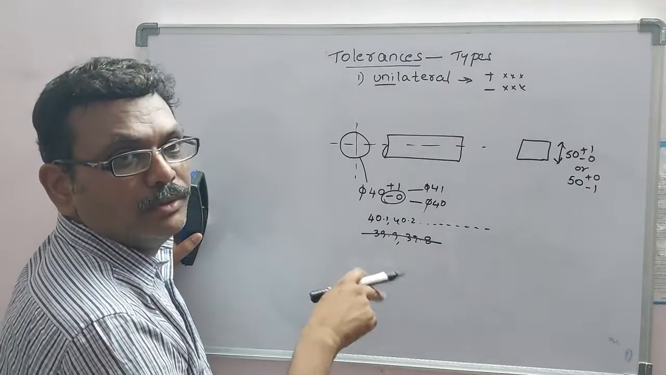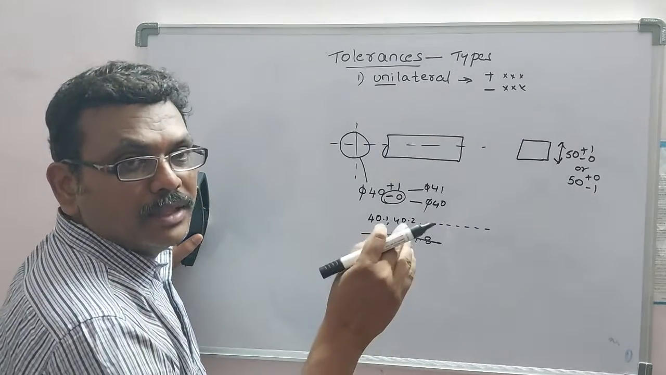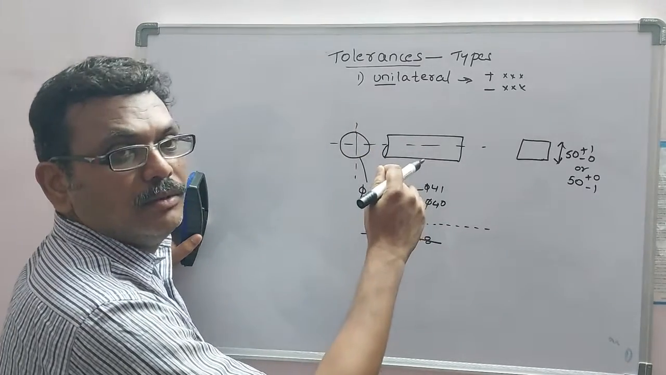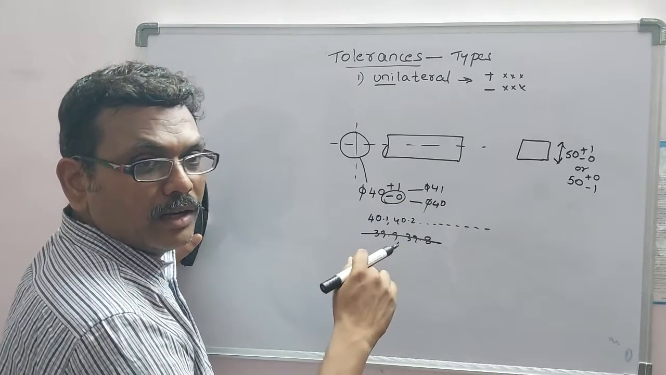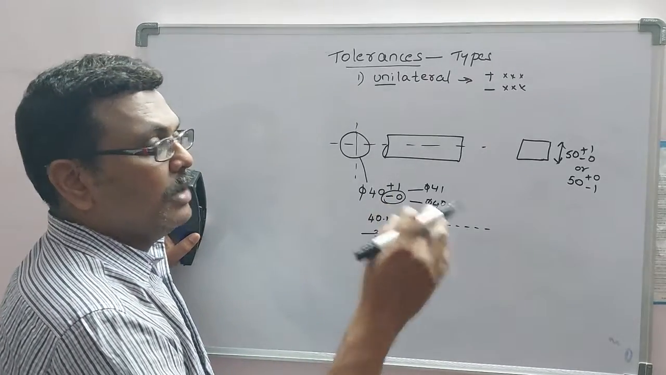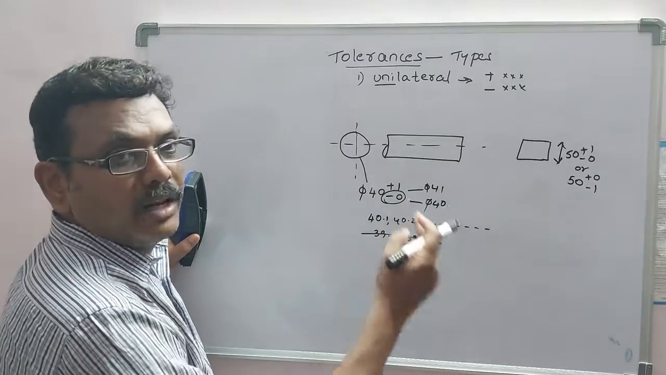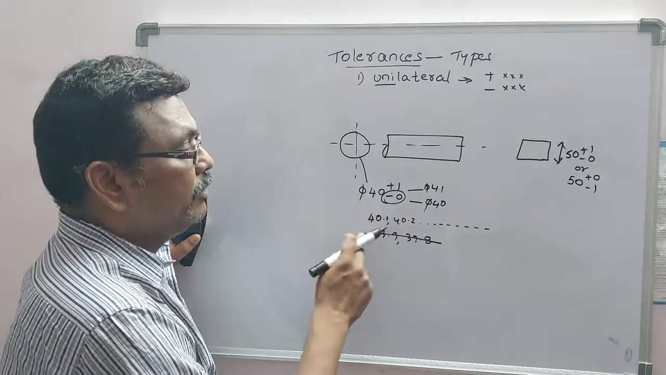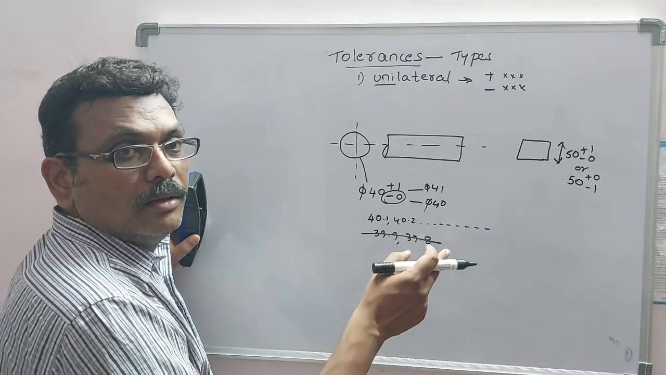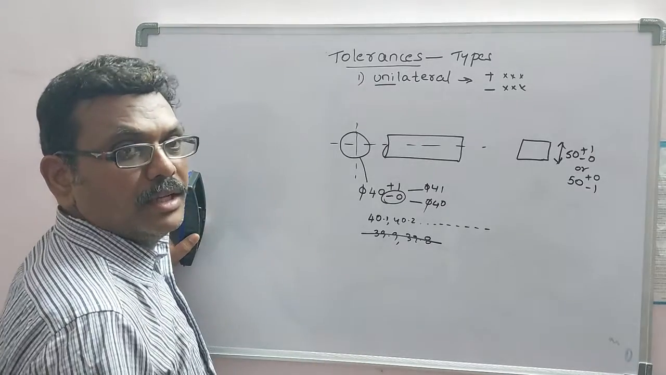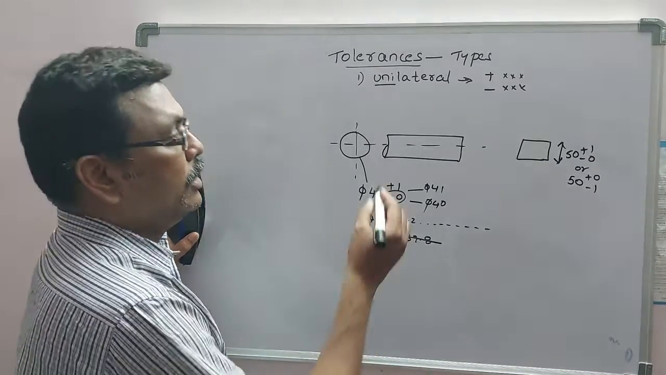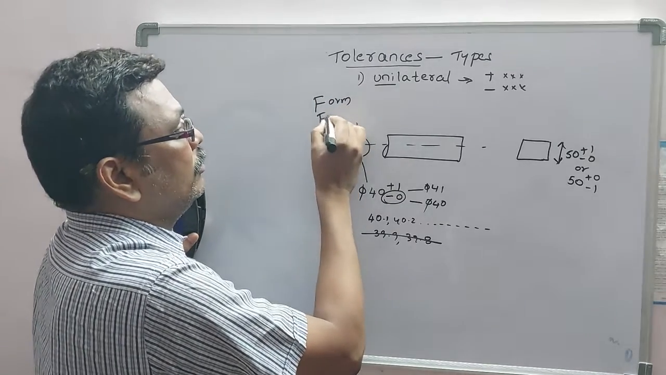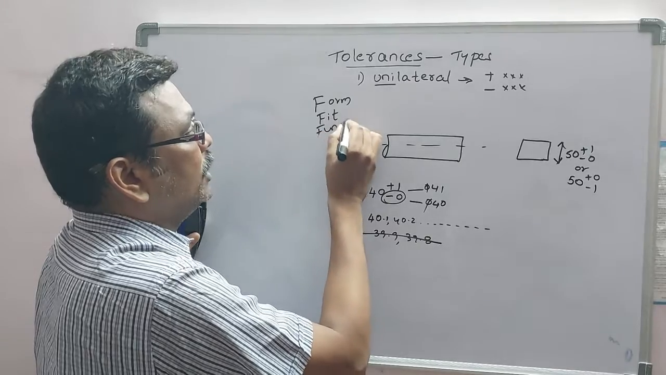How can we decide whether it is unilateral or bilateral? Based on the application. We should not decide like, for a plate we have to give unilateral, for a shaft we have to give bilateral. It's not like that. If you are manufacturing two components at a time, based on the requirement, the material, and the manufacturing process, we have to decide whether to give unilateral tolerance or bilateral tolerance. So it depends on form, fit, function.